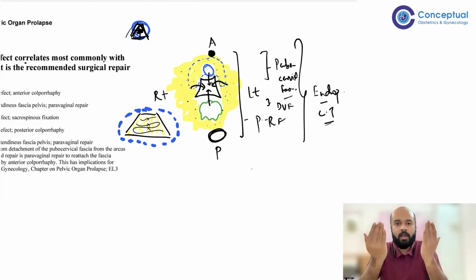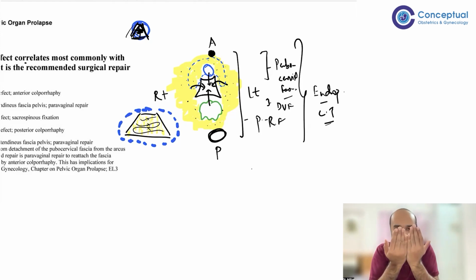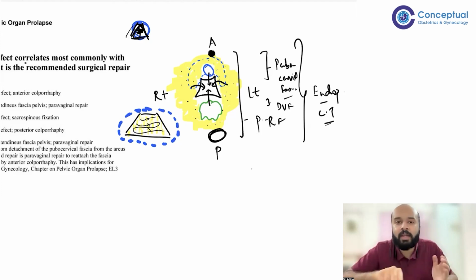So obviously, when I'm pulling this tissue in between, the vaginal wall also gets pulled in between, and there is a bit of redundant vaginal wall that is left, and that vaginal wall or the vaginal mucosa is resected off.